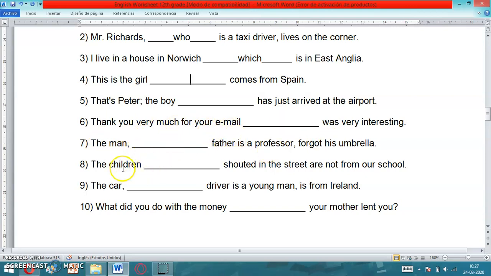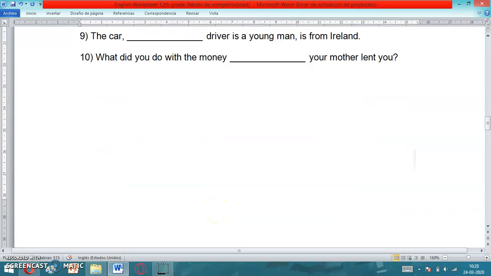Okay? The children, people. Okay? The car, driver is a young man. We're talking about the driver's car, also possession. Okay? The what did you do with the money? Money is our subject. Money, the thing. Okay?